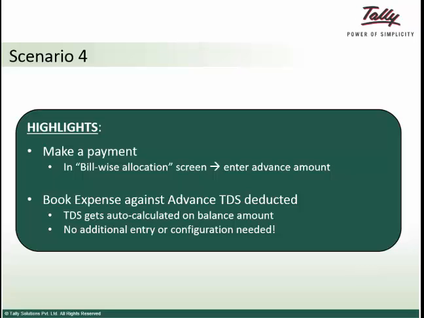As shown in the product demo, in order to record TDS on advance payments, all you need to do is make a payment entry first and then book the expenses against the advance TDS deducted. When booking the expense, Tally will automatically calculate TDS on the balance amount. That's it. You don't need to pass any additional transactions or do any extra configuration. It's so very quick and simple.